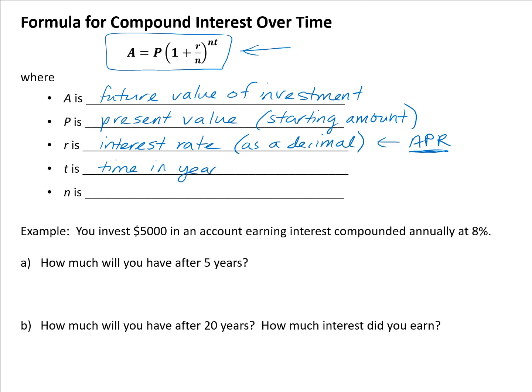And there's one extra variable in the compound interest formula, and that has to do with compoundings. N is the compoundings per year, and what I mean by that is how many times we earn interest per year. So basically, the number of times interest is earned per year, and we call that compoundings.